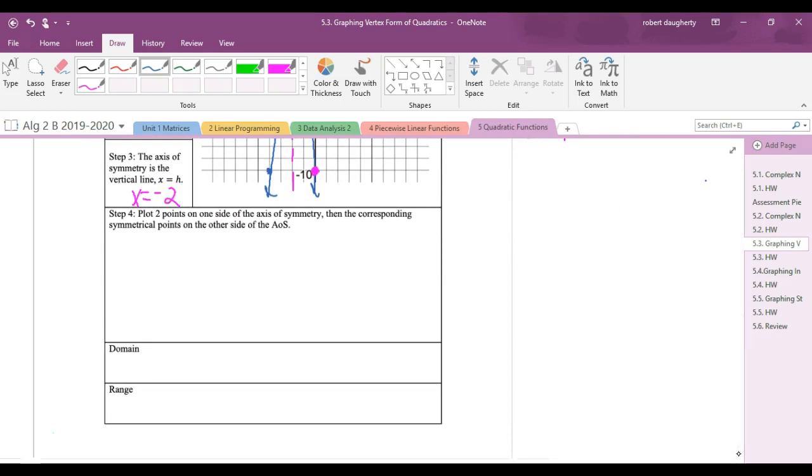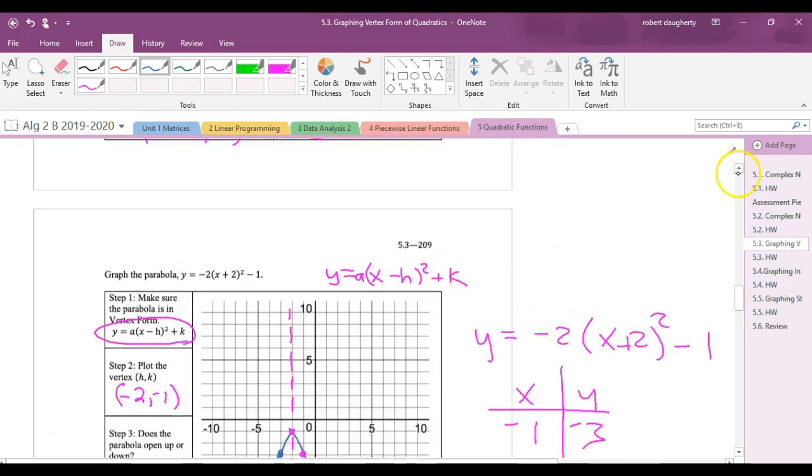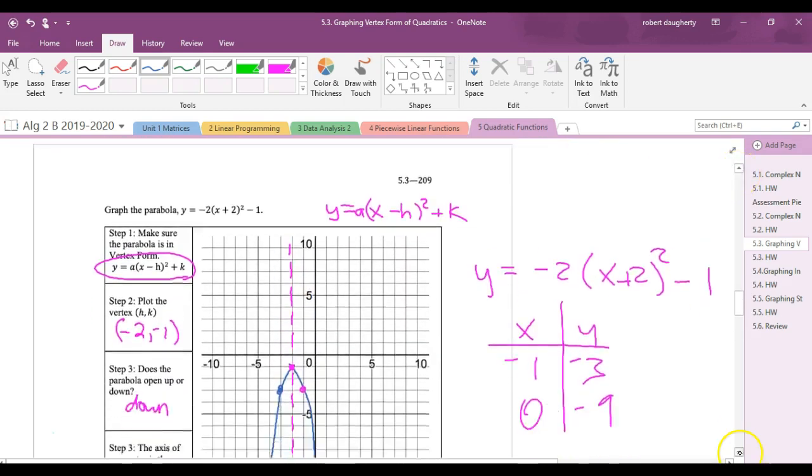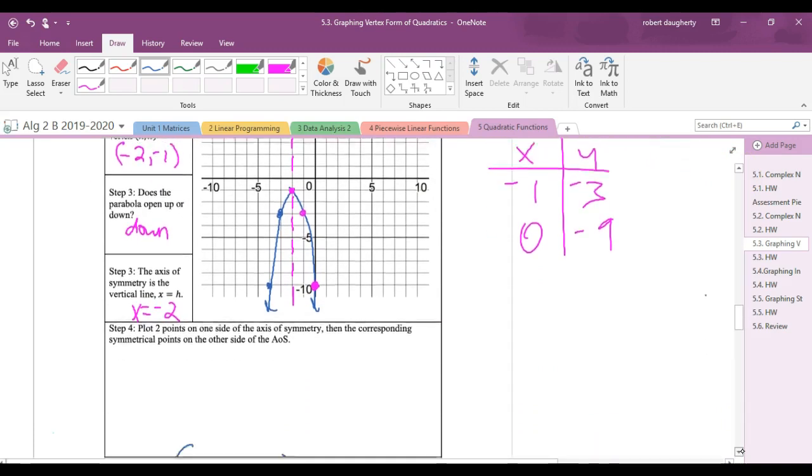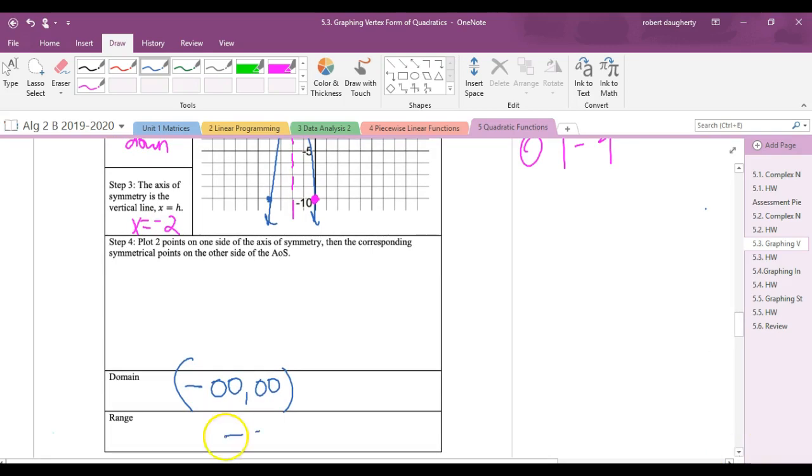What's the domain of this function? Please don't miss that one. What's the range of this function? The range is from negative infinity up to negative 1. So the range is negative infinity, negative 1.